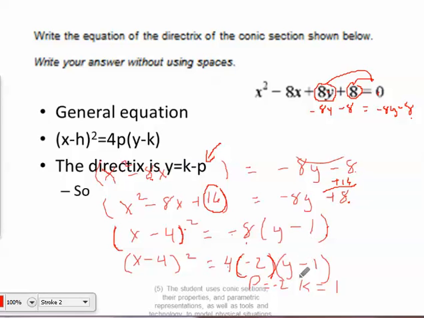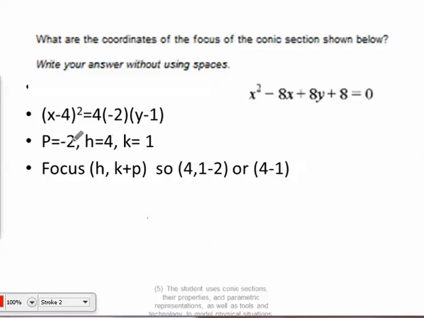My center, or my vertex, is going to be located at 4, 1. That's where the vertex is located. This negative 2 tells me that it points down, doesn't it? It points in the opposite direction of normal. This x squared tells me that it is a vertical parabola. So I've got a vertical parabola, okay? I've got a p-value of negative 2, an h value of 4, and a k equal to 1.